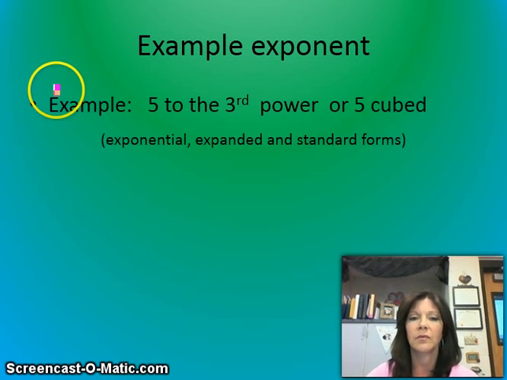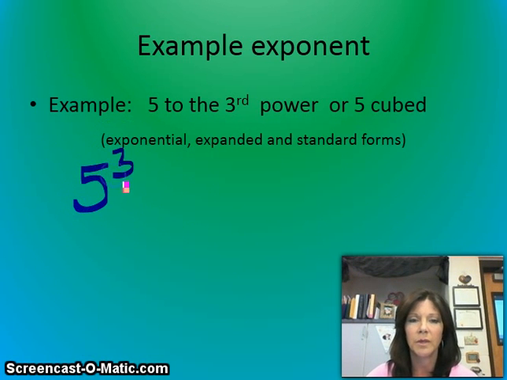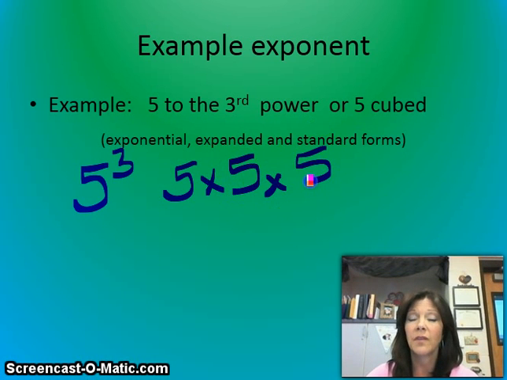All right, let's see if we did the same thing. So 5 to the 3rd power is written 5 cubed. Now, that's exponential form. In expanded form, it is 5 times 5 times 5. Remember, an instructional number tells us what to do with the base number. Then I have to look at this.